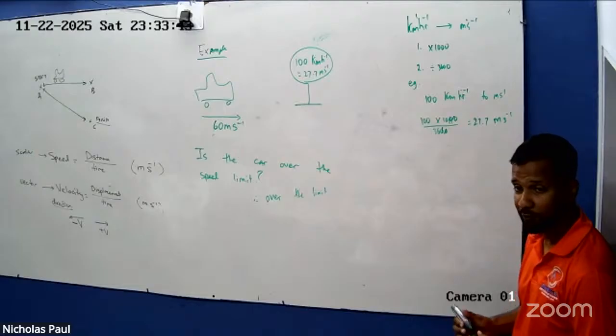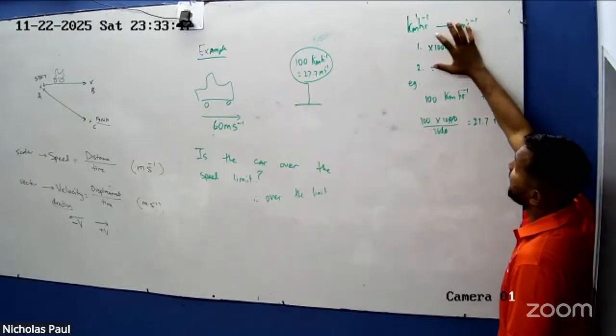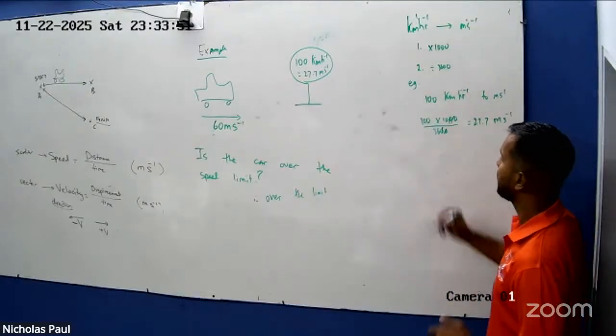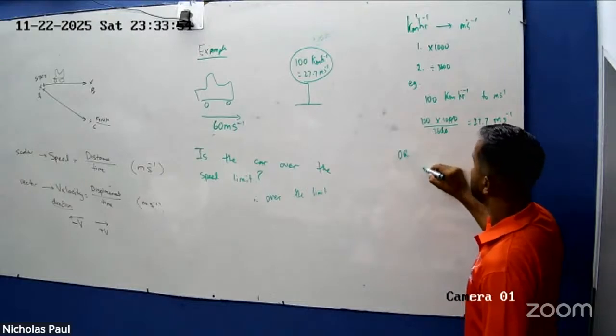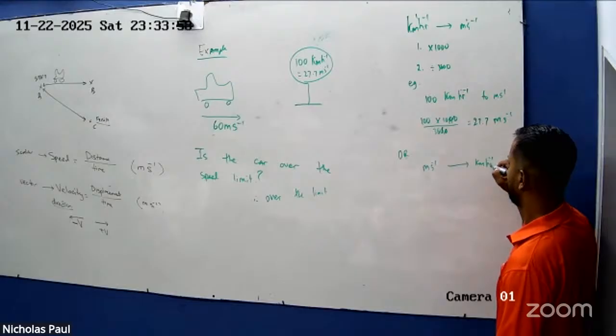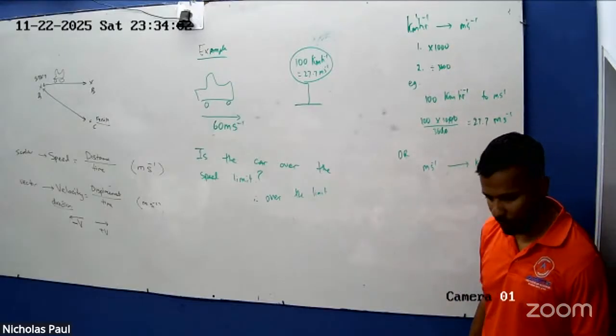You okay with that? It will always work in the same SI unit, right? So to convert kilometers per hour to meters per second, multiply and divide. See if you can figure out the other way around now. Try that faster.